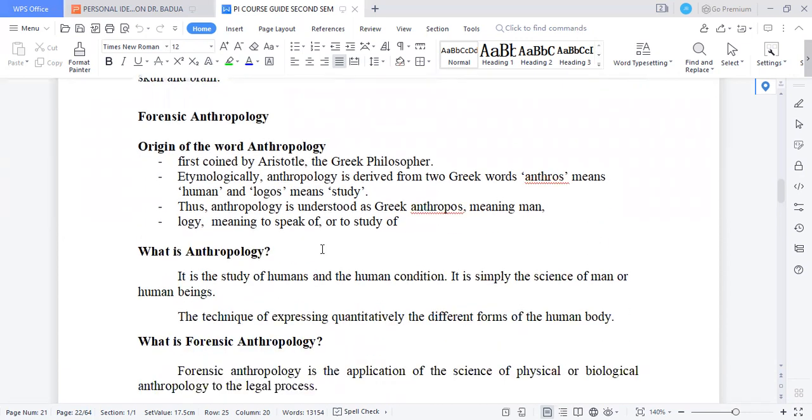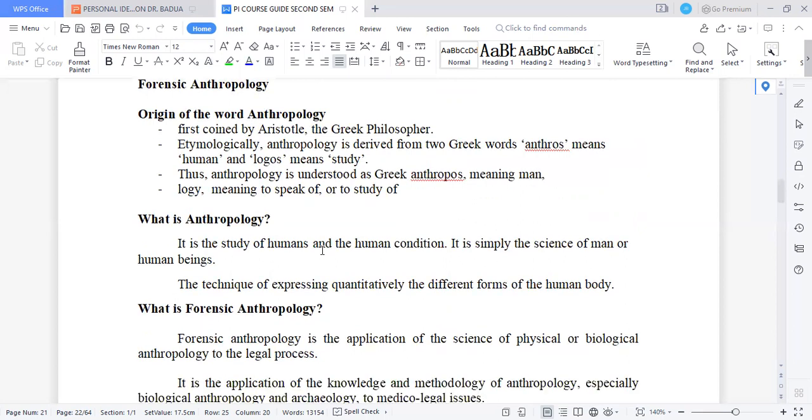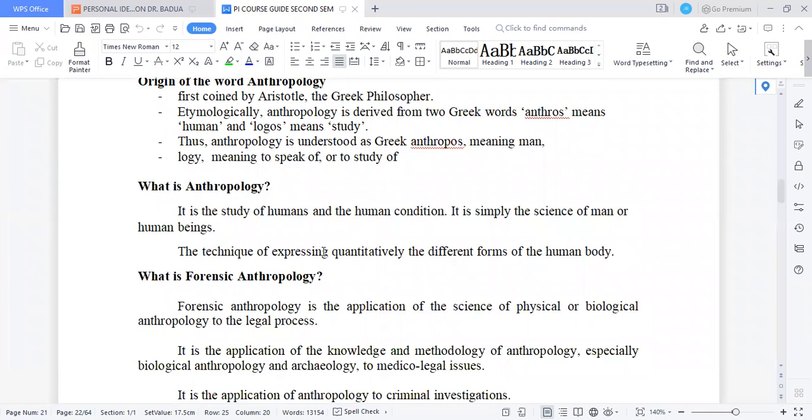Another personality very familiar to us who has an influence in terms of anthropology is Aristotle, the Greek philosopher, who came up with the initiative to coin the word anthropology. You would see in there the two Greek words, for you to be enlightened with respect to the concept or meaning of anthropology. It is the study of humans and the human condition. It is the science of man or human beings.